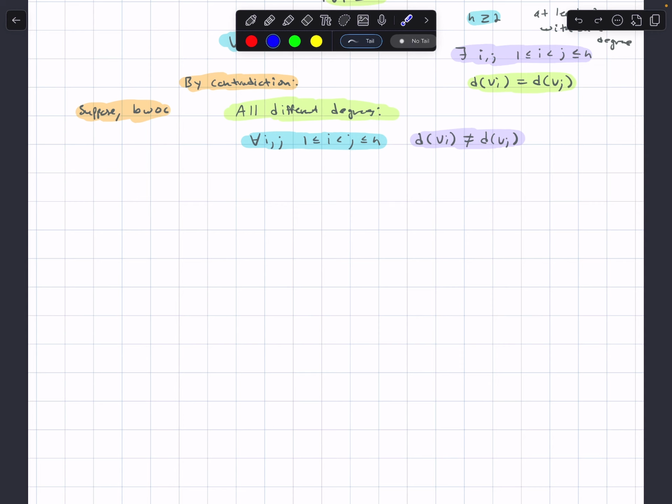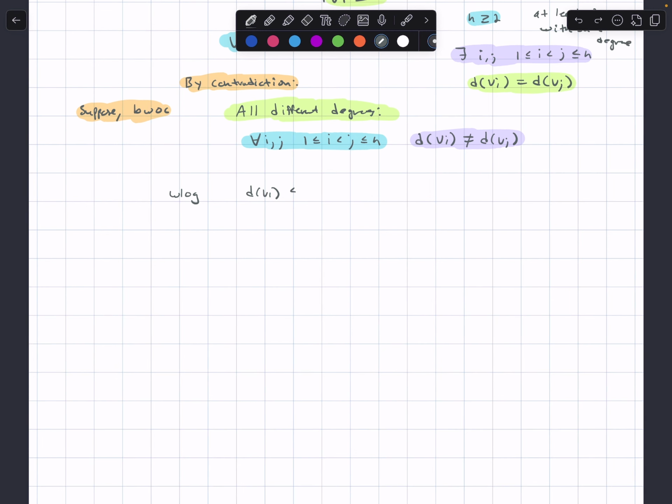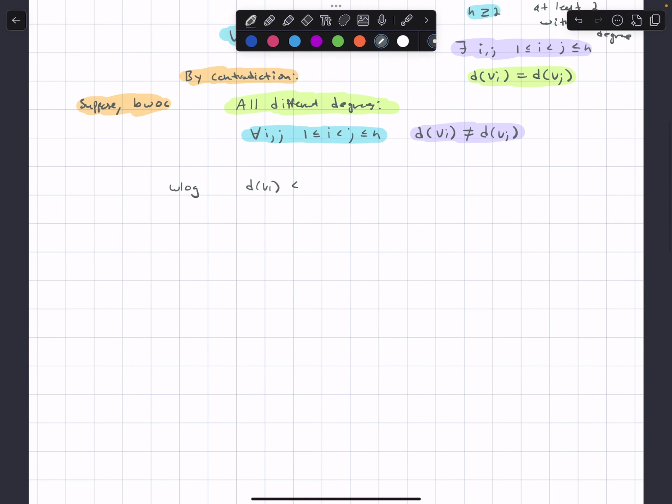If they're all different, then we can say without loss of generality, d of v1 is strictly less than d of v2, which is strictly less than d of v3, all the way through strictly less than d of vn. And without loss of generality, if you haven't encountered this before, means that if they're all different, then there's a smallest one, there are n of these. There's a smallest one, and then a next smallest one, and then a largest one.